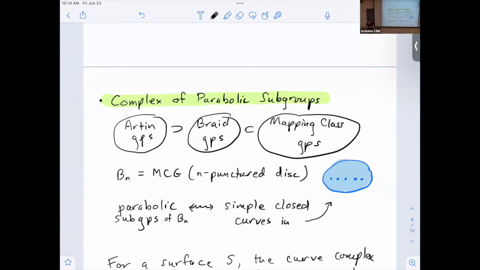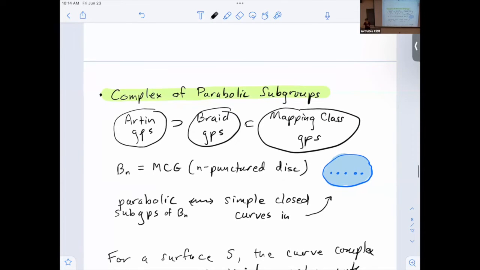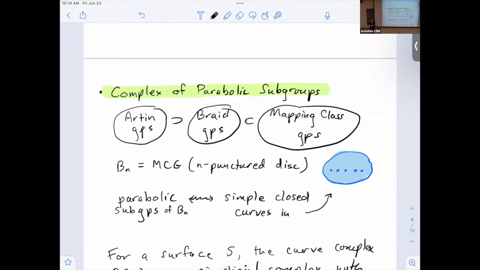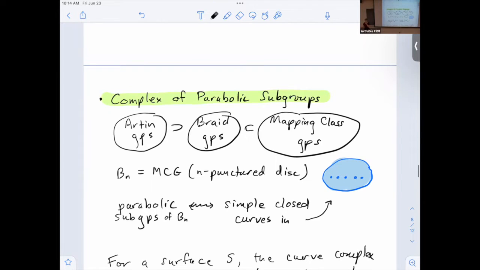So this is called the curve graph, and then if you want to fill in the cliques, then it's a curve complex. It doesn't matter. It's really only the graph I care about. So an interesting question is, if we think of the braid group instead of as a mapping class group, if we think of this as an Artin group, can we describe what this curve complex is purely in terms of the Artin group structure, purely algebraically in terms of this group structure?